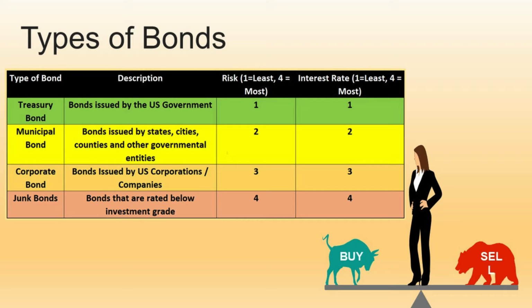For example, if you invest $1,000 in a 5-year bond with a 5% interest rate, the company will pay you back 5% per year and return your $1,000 in 5 years.